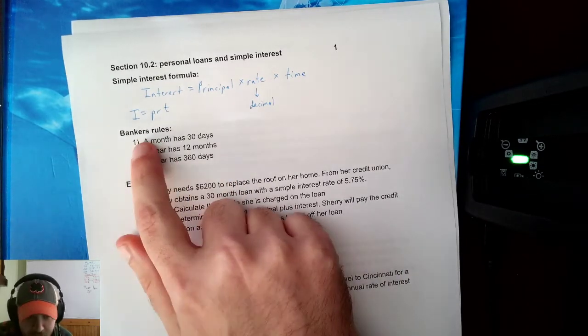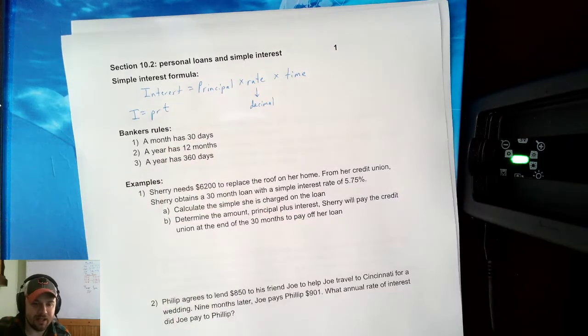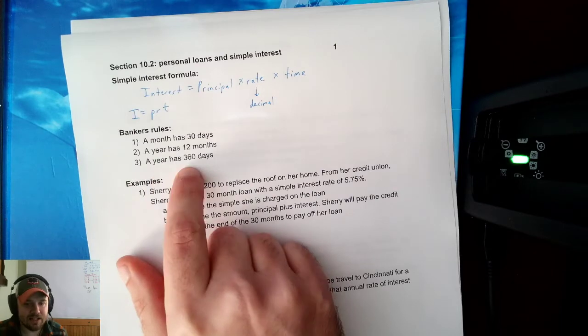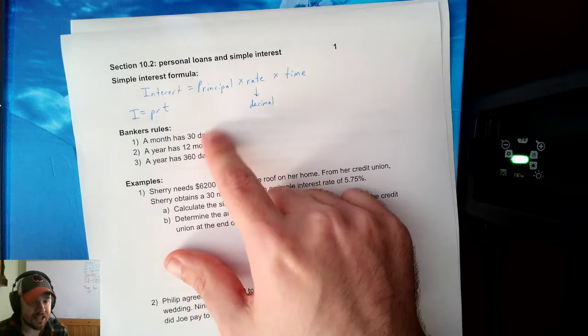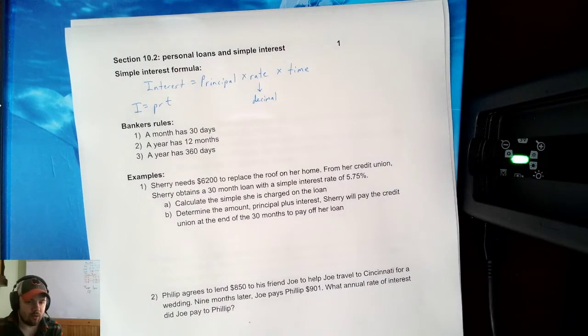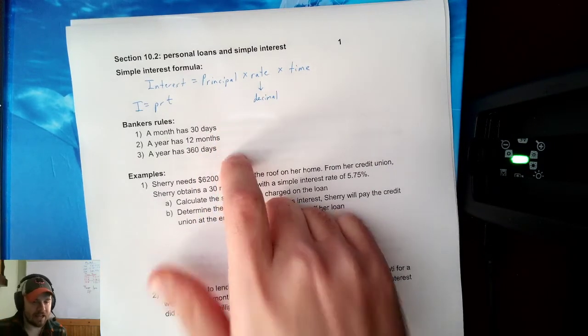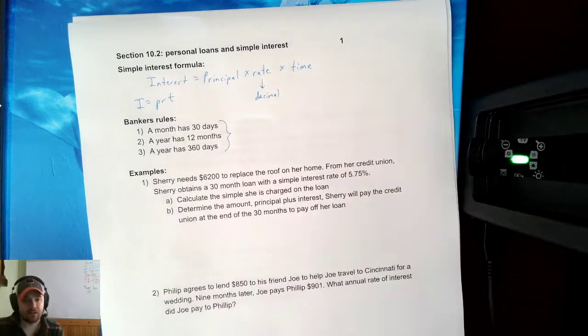Now, there's some banker's rules we're going to have to keep in mind. According to the bankers, a month always has 30 days when working with simple interest. If it doesn't specify the month you're looking at, they have 30 days. A year has 12 months, and a year has 360 days. These are just to make the numbers easier to calculate. They round them down to the nearest multiple of 10 for the days in both the month and the year category. So keep those values in mind. We're going to be using those in some of these examples.